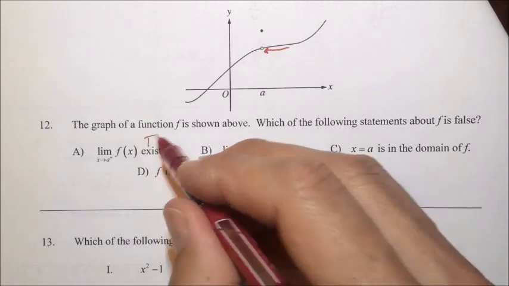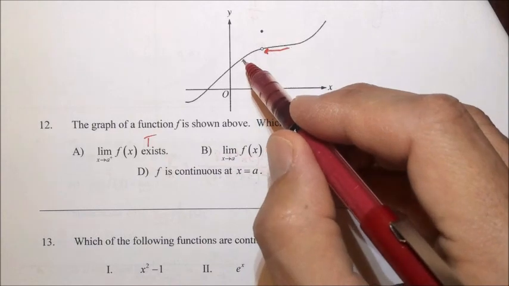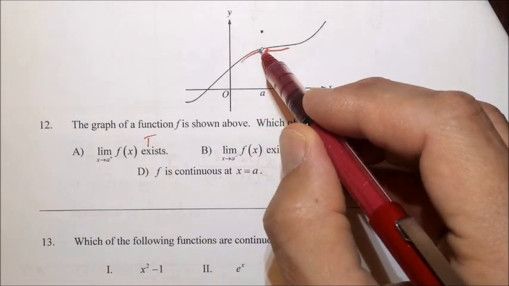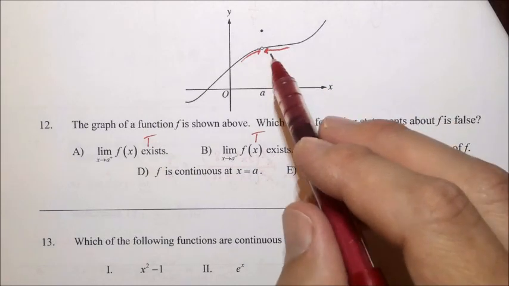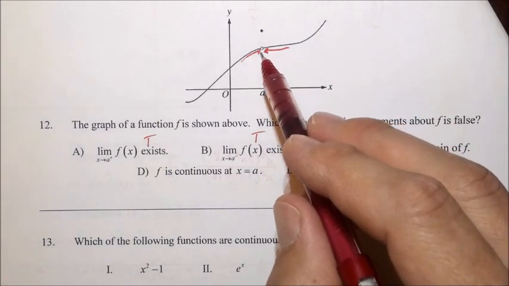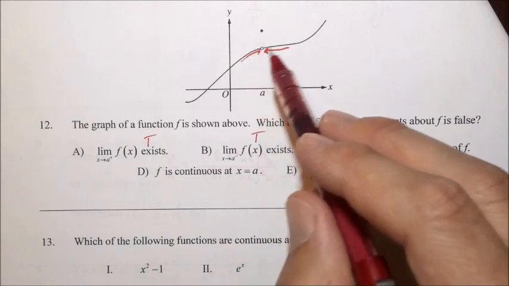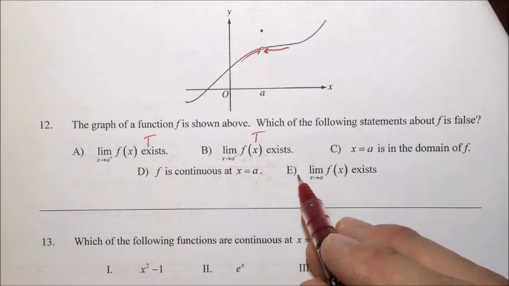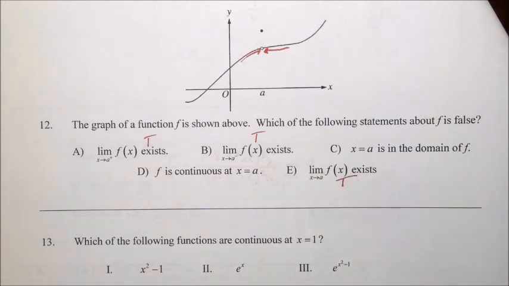That's good. That's true. How about as x approaches a from the left? Yep, we are definitely heading towards some value. That's true. Okay, so let's skip ahead for a second. We can see here that our arrows are going to touch. This is our finger test. They are going to touch. The limit from the left is equal to the limit from the right. So e, the limit in general, that will also exist. So let's give that one a true.